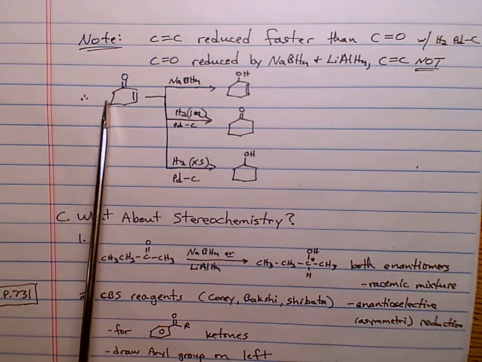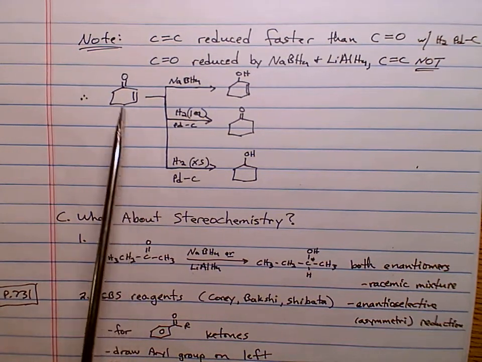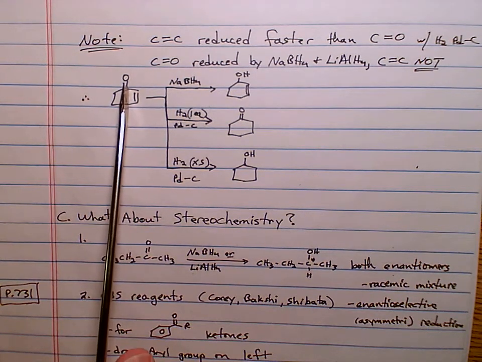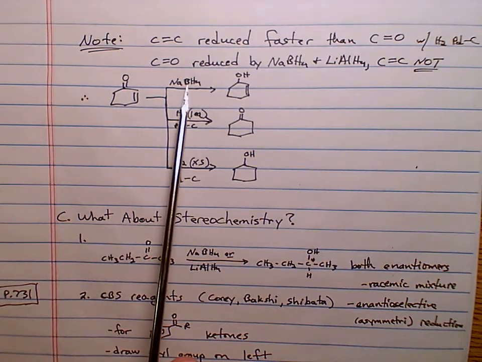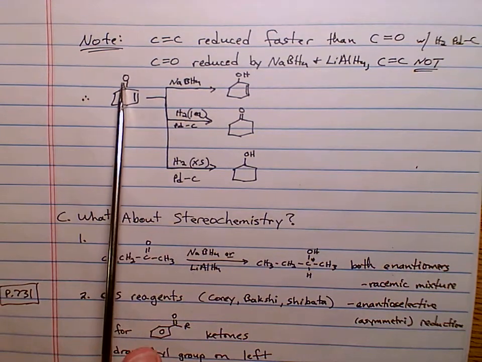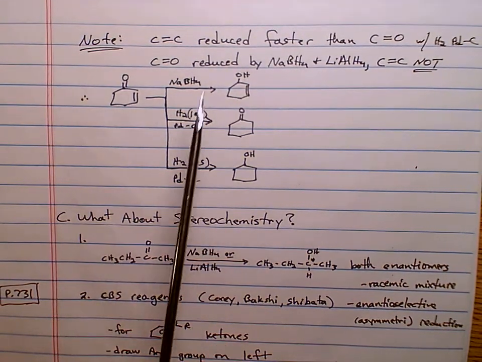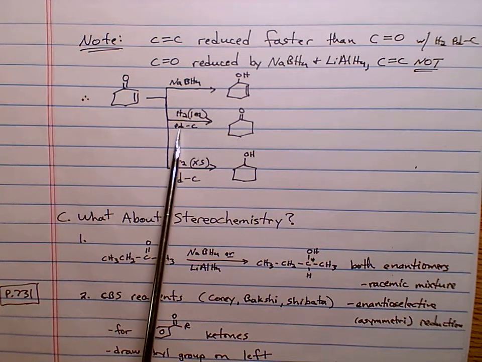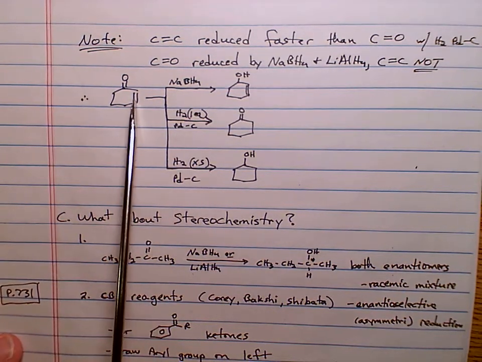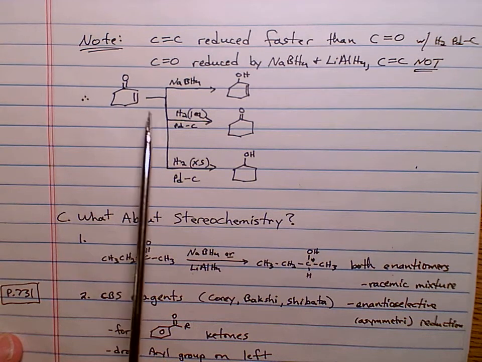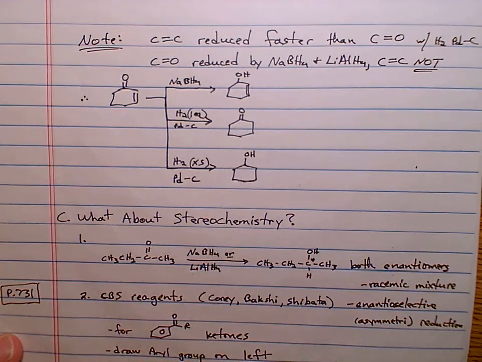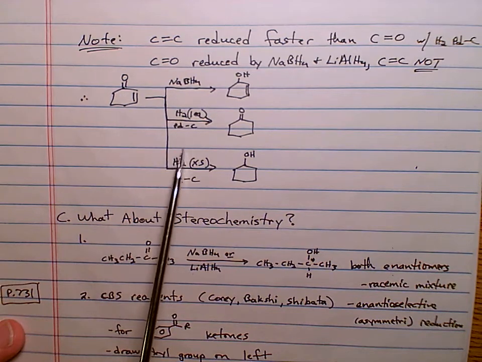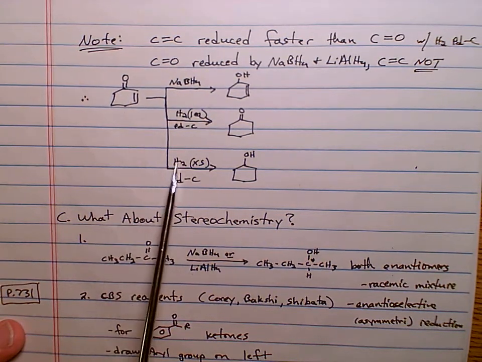cyclohexenone, gotta love that, cyclohexenone. We've got the carbon-carbon double bond right here. We've got the carbon-oxygen double bond right here. Sodium borohydride reduces the carbonyl to the alcohol. If you started with the cyclohexenone and add H2 palladium on carbon, it preferentially will reduce the double bond and leave the ketone.